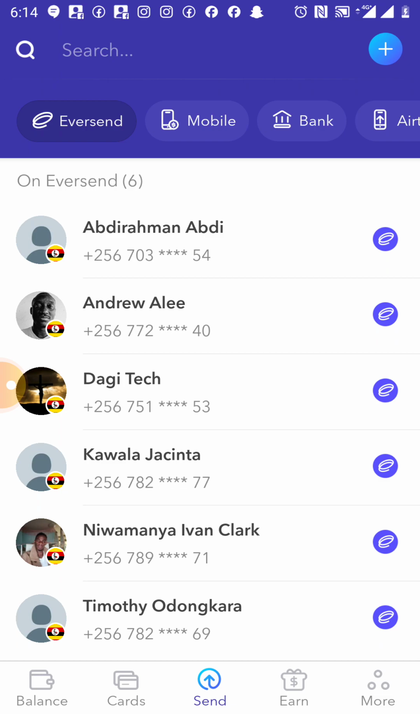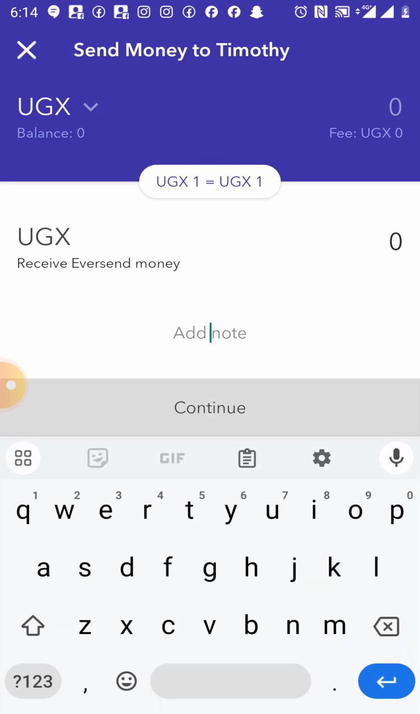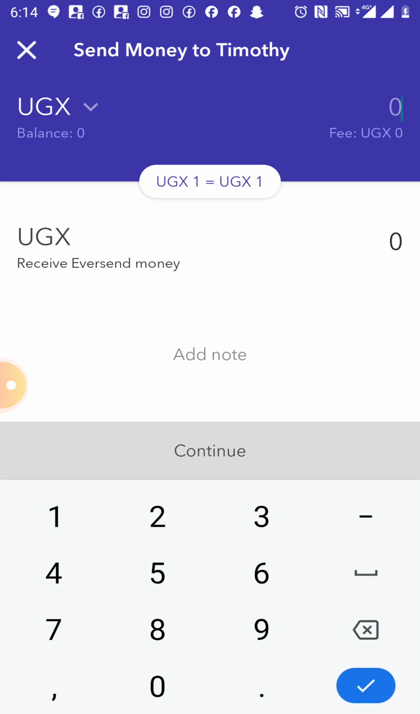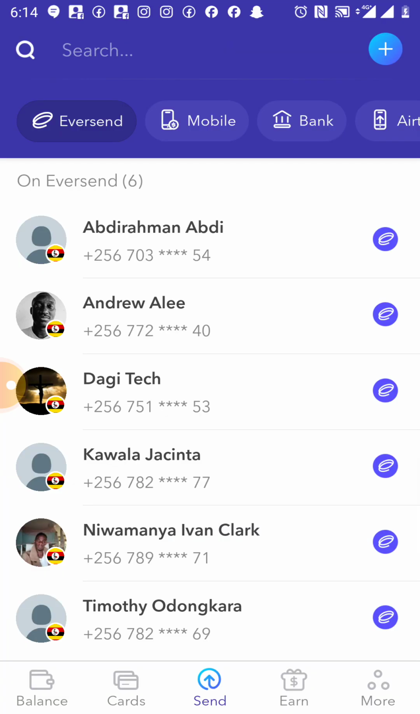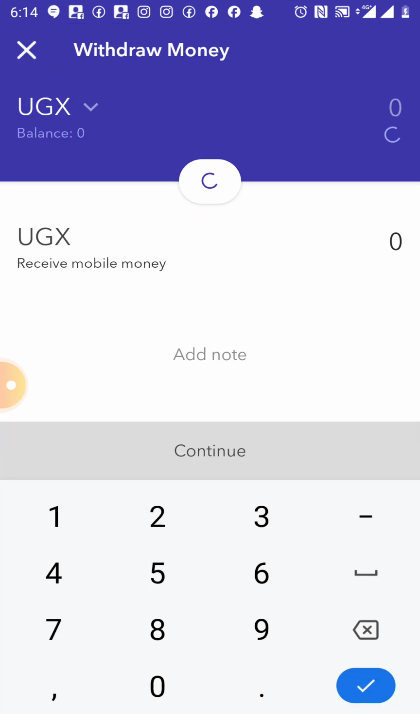Some of these people are even my contacts. These are people that I can send money to. Send money to Timothy, these are my contacts that are already there. Are you seeing this? Andrew Ale, Digitech, Kawala Jacinta, Noya Clark, Timothy. Are you getting that? If I want to send to them, I can send to them. Then mobile, are you seeing? If I want to send to my mobile, basically I can send.